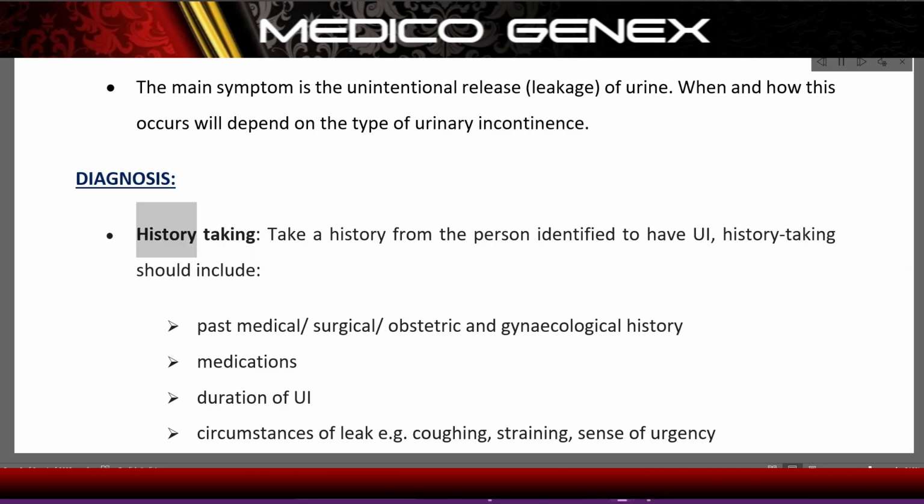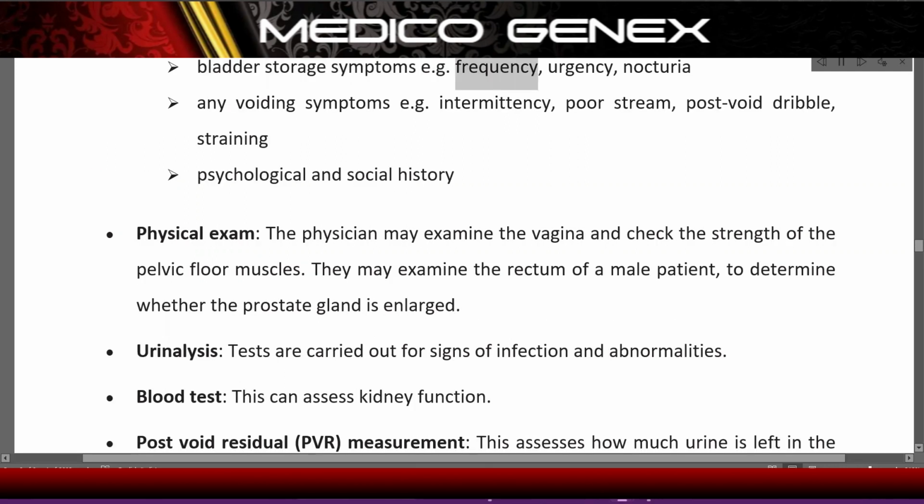Diagnosis. History taking. Take a history from the person identified to have UI. History taking should include past medical, surgical, obstetric and gynecological history. Medications. Duration of UI. Circumstances of leak, e.g. coughing, straining, sense of urgency. Bladder storage symptoms, e.g. frequency, urgency, nocturia. Any voiding symptoms, e.g. intermittency, poor stream, post-void dribble, straining. Psychological and social history.